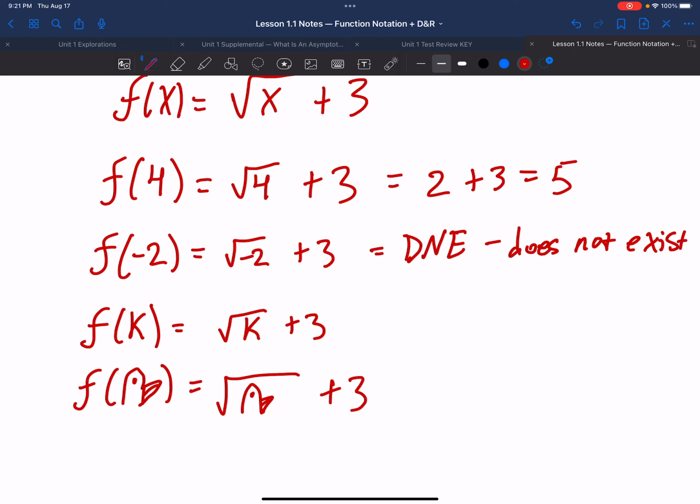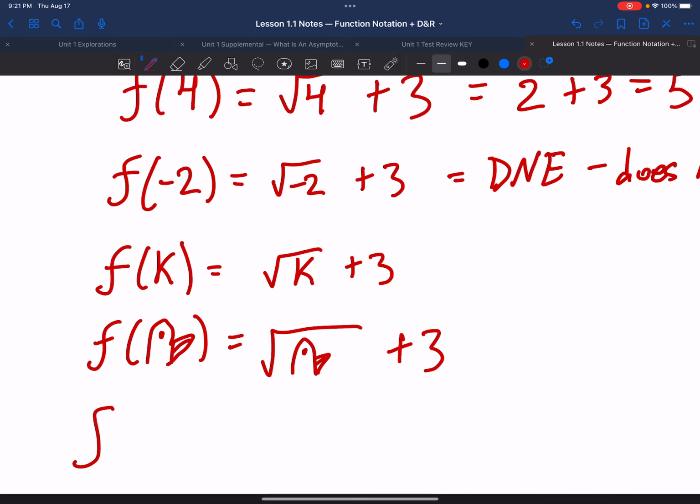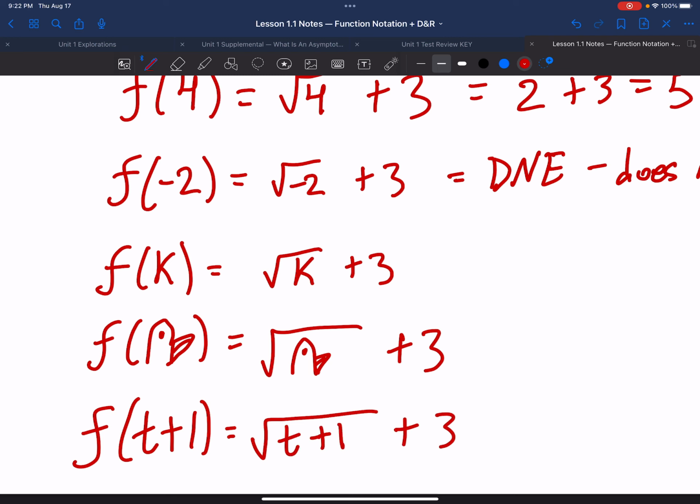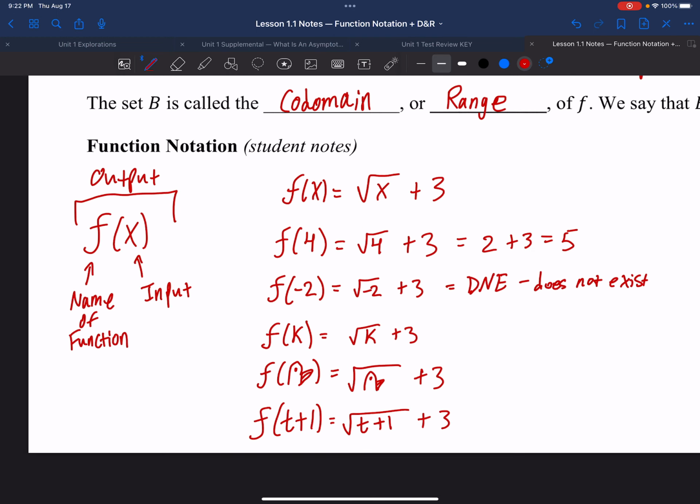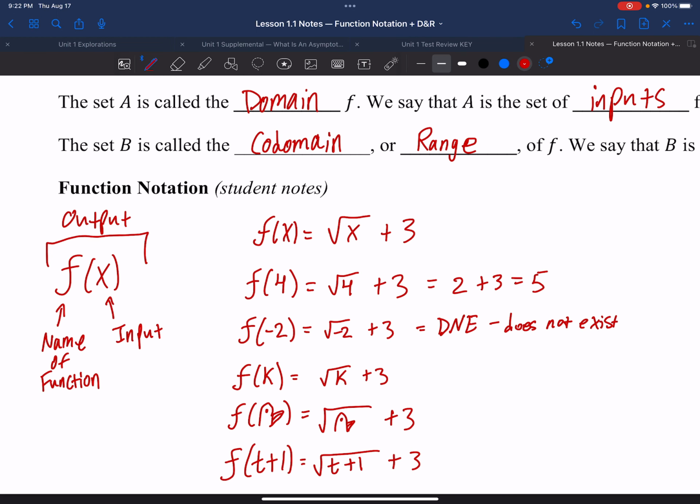We can get it even more complicated. We could say, what is f of t plus 1, right? Well, if you just view t plus 1 like you view the pigeon, it's the square root of t plus 1 plus 3, and that's it. And so I hope by seeing this over and over and over again, you just see that whatever's in those parentheses, that's wherever you see x in the equation, you're replacing it. Okay.